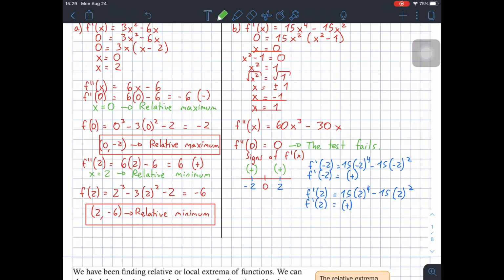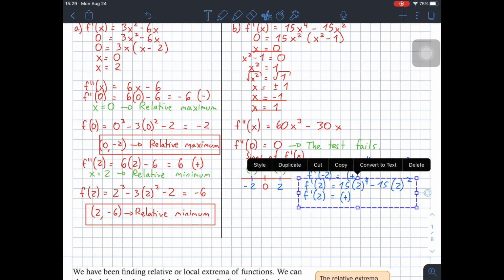So here you see that actually the critical point x equals 0 corresponds to neither a maximum nor a minimum, because the function is increasing before that point, and then after that point, it keeps on increasing, right? So it's actually an inflection point. It's not a maximum or a minimum, but rather an inflection point.